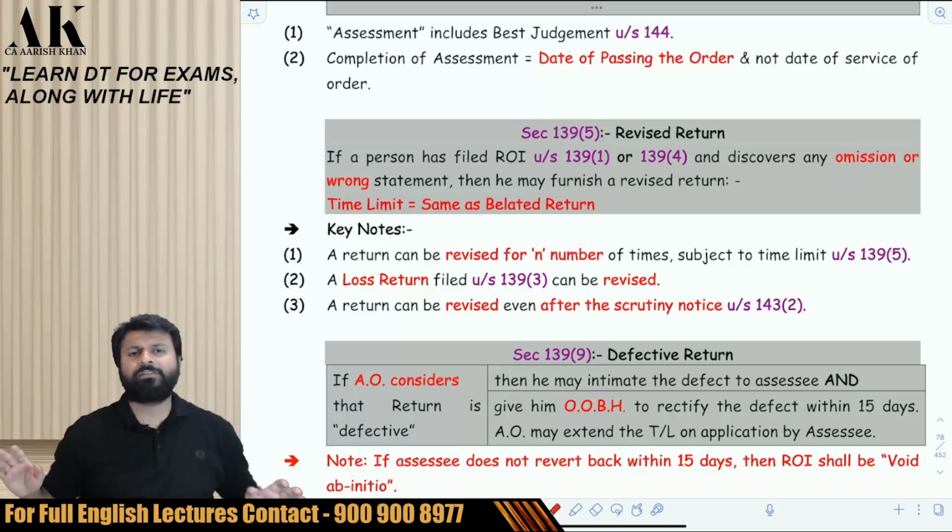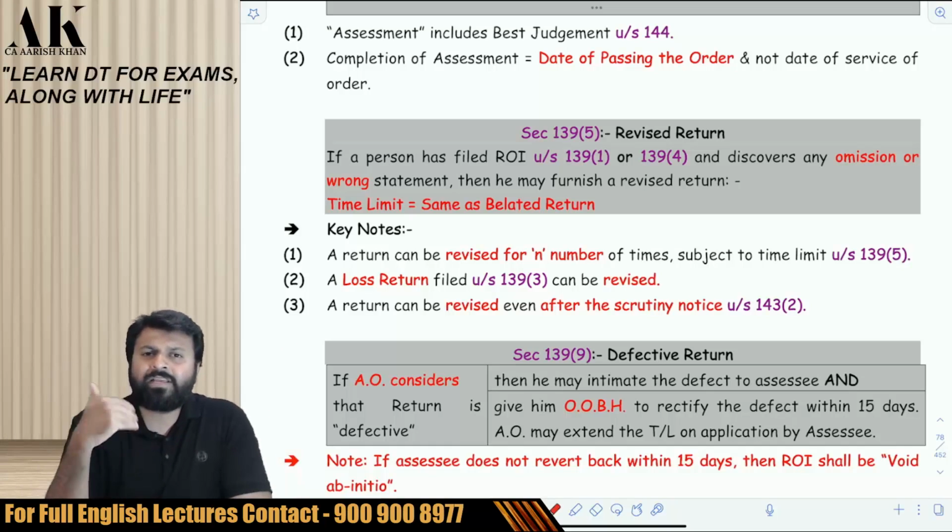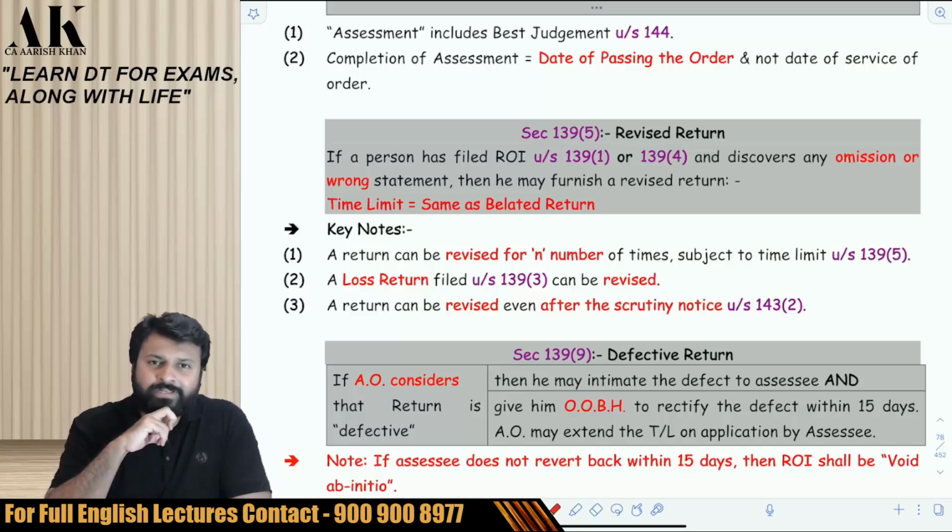Therefore, you have a lot of time. So till that time, the assessee can do what? Revise the return, subject to 31st December. It cannot be beyond 31st December. I hope it is clear to all of you. Now, these are the few things which are there in section 139(5).